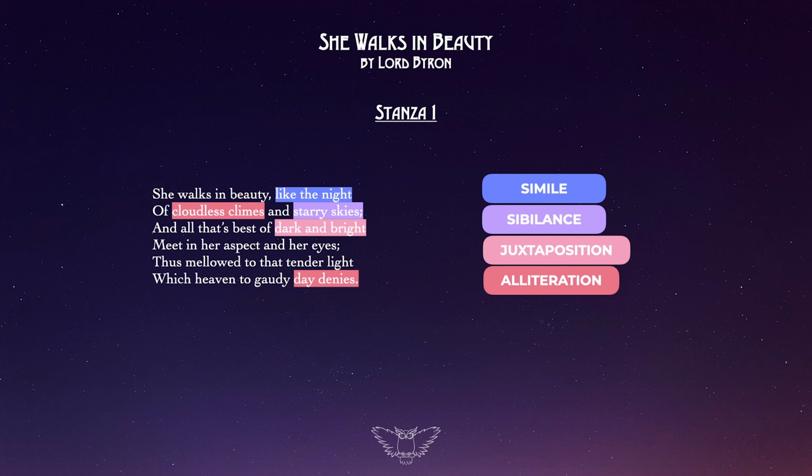Yeah, so one shade the more, one ray the less, had half impaired the nameless grace. You need to read those two lines together for it to make sense. He calls her a nameless grace. He can't pin down her beauty. It's so sensational. It's nameless. Her grace, it's otherworldly. There is no name for it. There is no label. It's a clear example of personification.